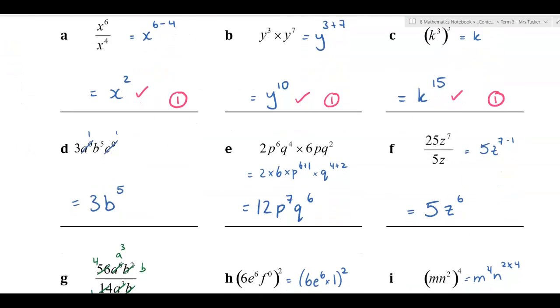2d, we had a to the power of 0, well that just simplified to 1, and same with c to the power of 0, that simplified to 1, so we just have 3 times 1 times b to the power of 5 times 1, which is 3b to the power of 5.